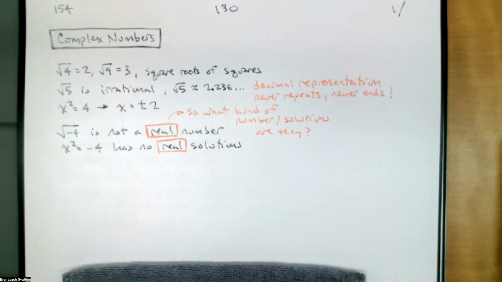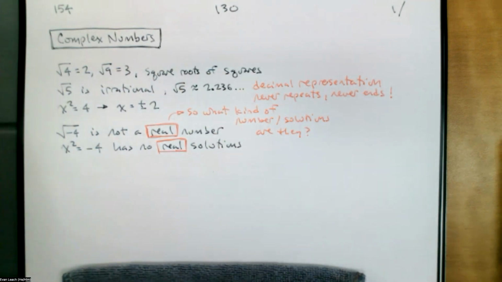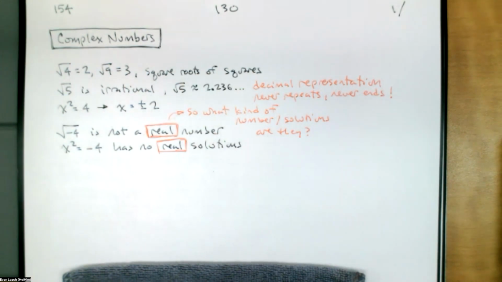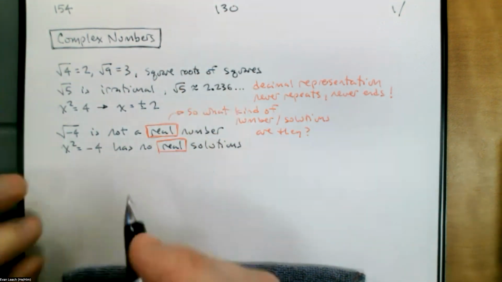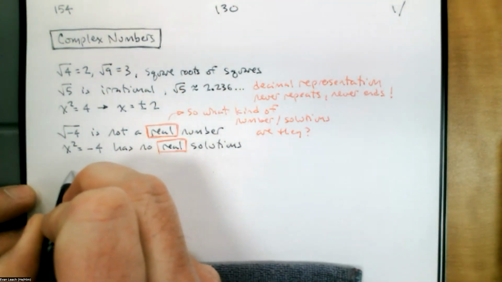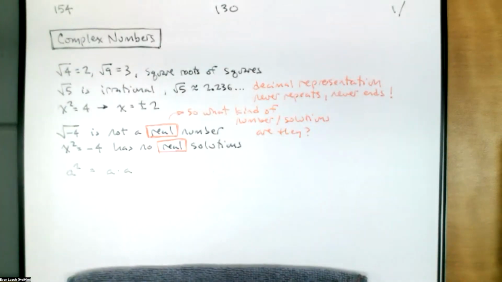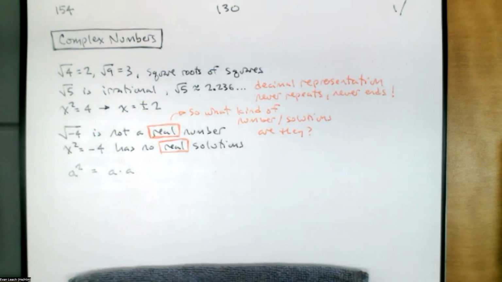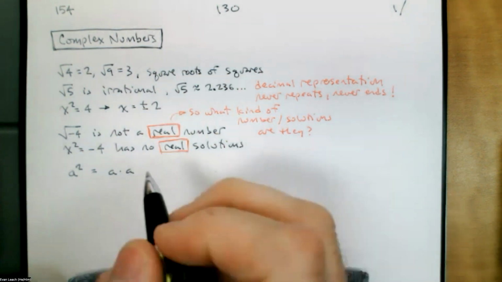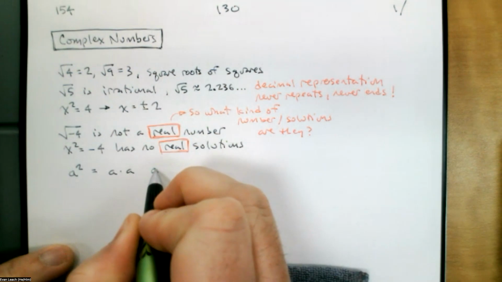We come across something and we could see why this is not a real number. Because if I take a real number and square it, it has to have the same sign as itself, right? So this makes sense. The square of any real number has the same sign as itself. So when I multiply a number by itself, the sign's always the same. So if I take a number and square it, this is just a times a. And a number has the same sign as itself. So if I have a negative times a negative, I get a positive. And if I have a positive times a positive, I get a positive.